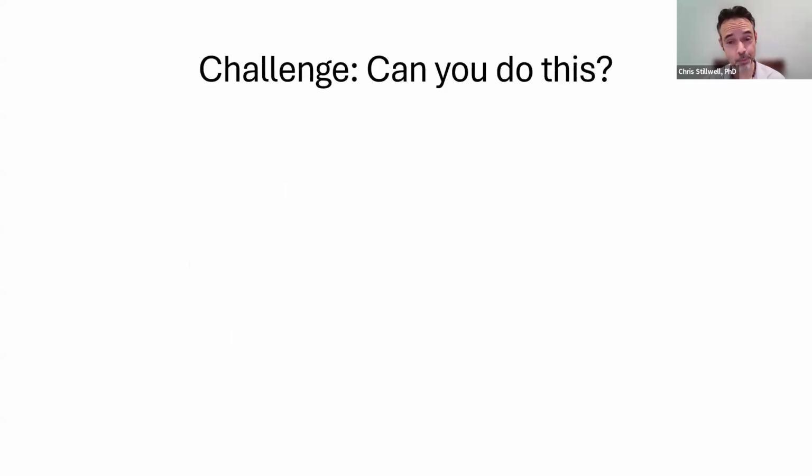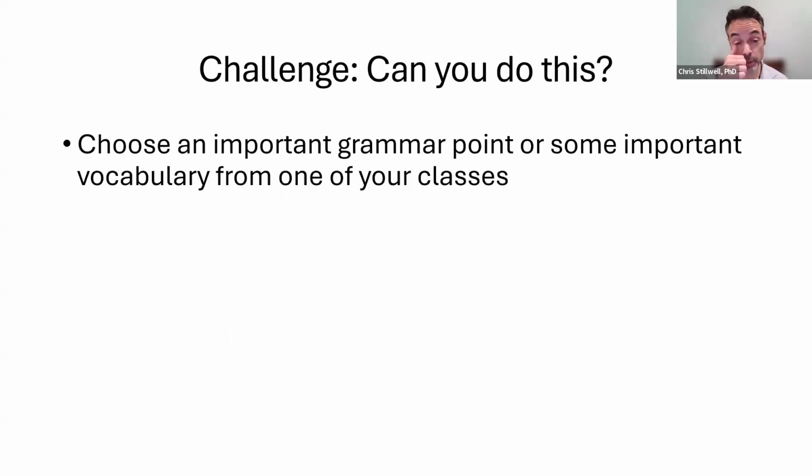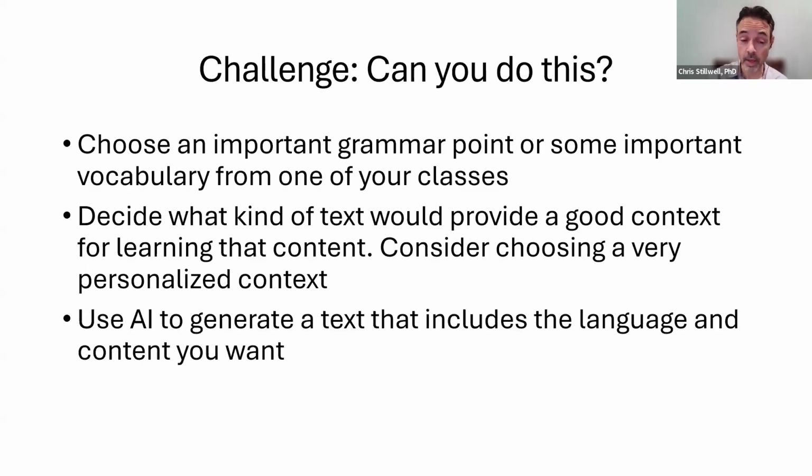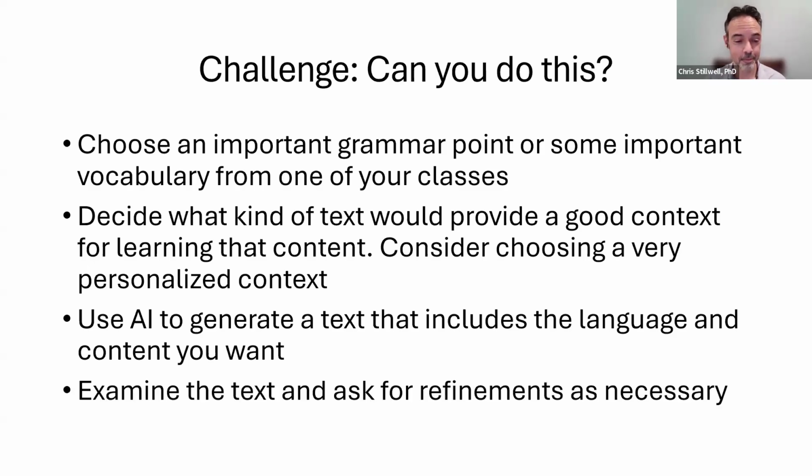So here's my challenge for you. Can you choose an important grammar point or some important vocabulary from one of your classes and then decide what kind of text would provide a good context for learning that content? Consider choosing a very personalized context. Next, you can use AI to generate a text that includes the language and the content you want. After that, you examine the text together, you as a teacher, before you give it to the class, and you ask AI for refinements as necessary, or you make them yourself.